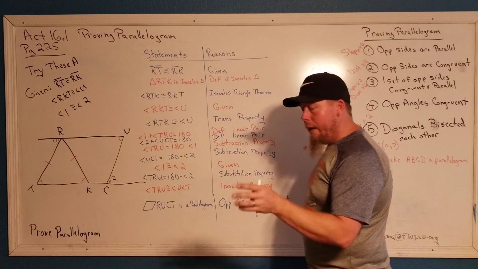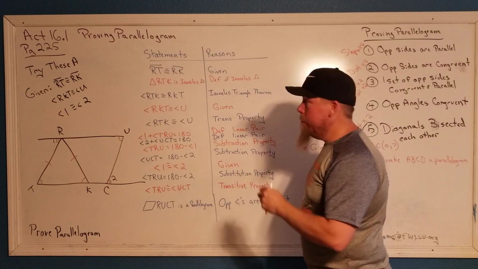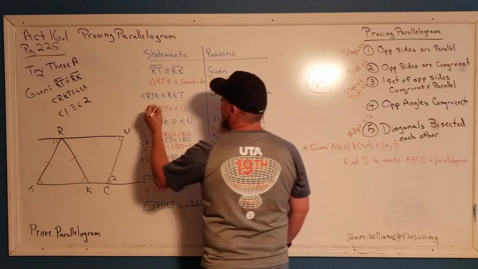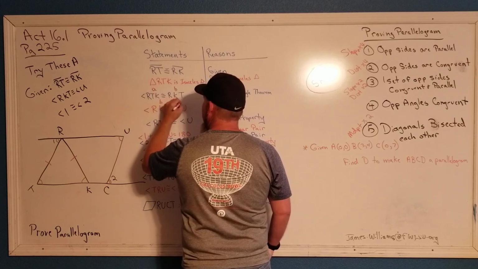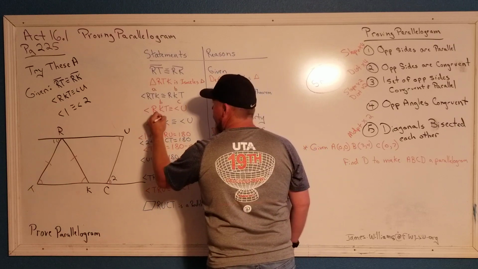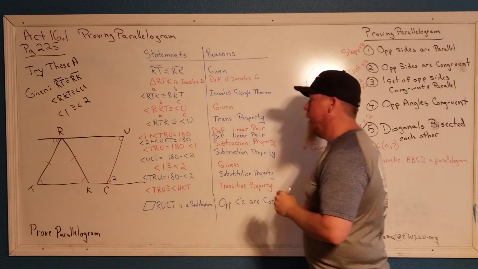Transitive property, remember, if A equals B and B equals C, then A equals C, all right? And to show you that, this would be basically like this is A, and this is B, and this is B, and this is C. And therefore, A is equal to C. So hopefully you can see that.